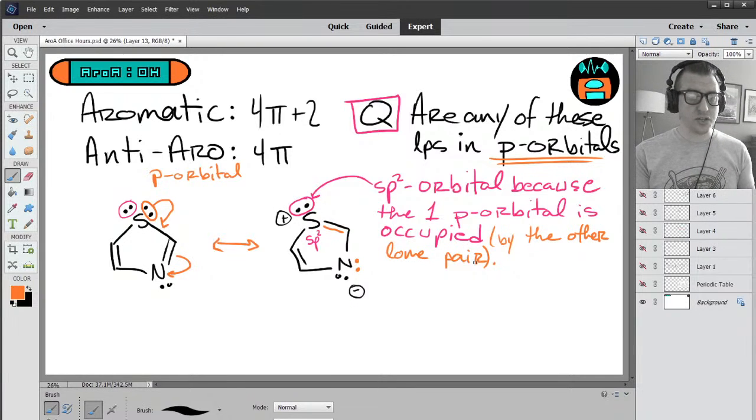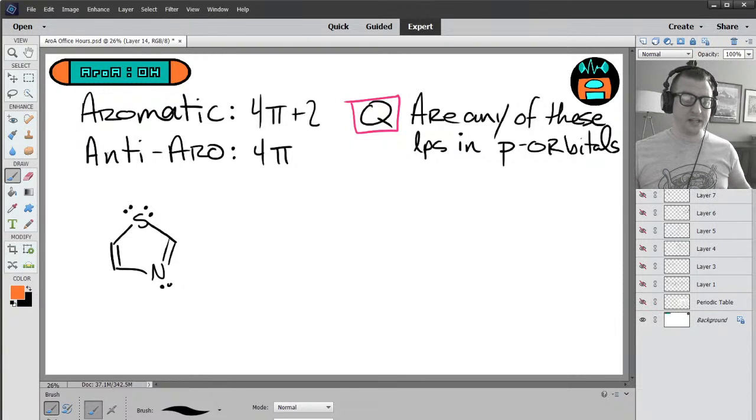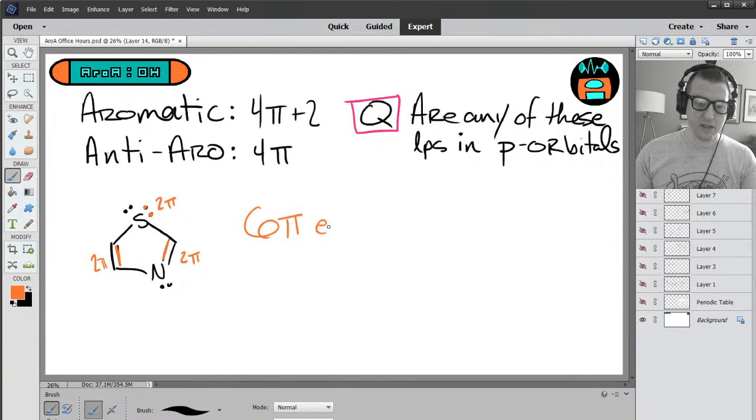So for nitrogen, its one lone pair in the first resonance structure does not contribute because the p orbital is occupied to make that pi bond. For sulfur, one of its lone pairs does engage in resonance and so is in that unhybridized p orbital, but the other lone pair is not. So when it comes to counting how many electrons we have for our aromatic or anti-aromatic system, we have 2 plus 2 plus 2. So a total of 6 pi electrons, which fits 4n plus 2 aromatic.